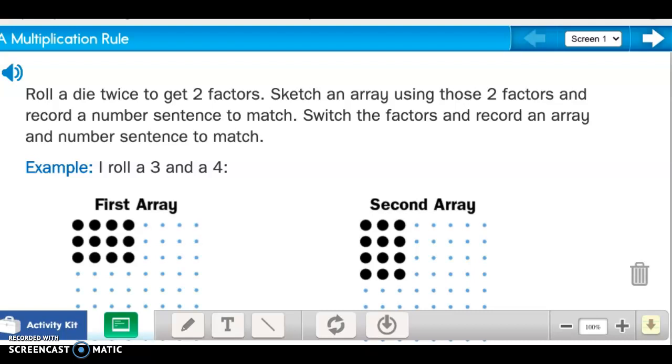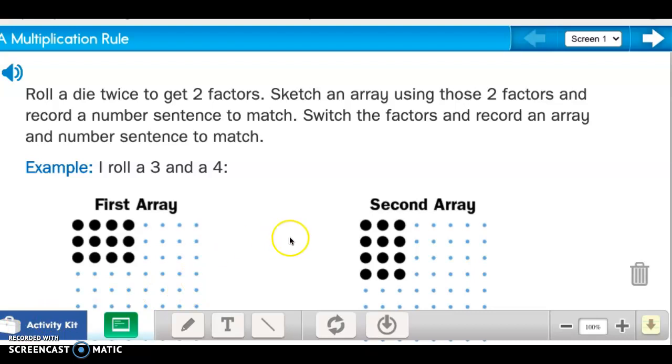Okay, today we are talking about the commutative property of multiplication, which means that 1 times 8 is the same as 8 times 1. 2 times 4 is the same as 4 times 2. We can also call this the turnaround rule for multiplication. So those are the same thing. The commutative property is the same as the turnaround rule. So we're going to explore that a little bit today.